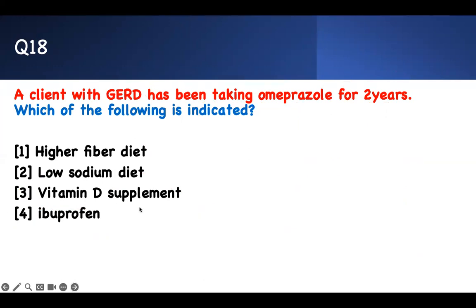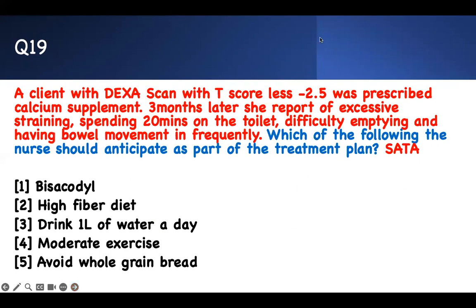Strategy, key concept, make you think question. 19, same question here, same thinking. Which of the following should the nurse anticipate as part of the treatment plan? Select or apply. Client with what? That's a DEXA scan T-score of negative 2.5. You have to know this number. What's prescribed? Calcium. Even if you don't know, I've given you a clue here.